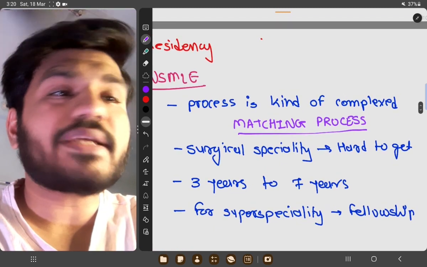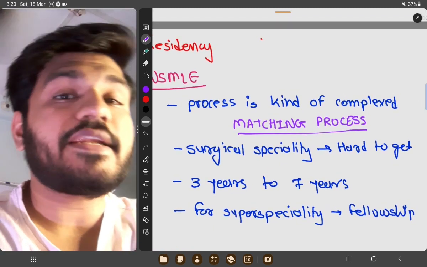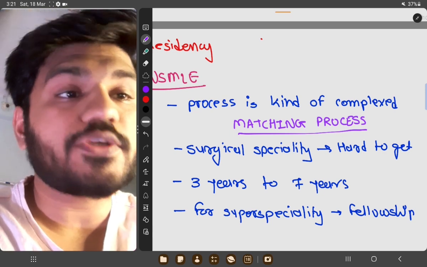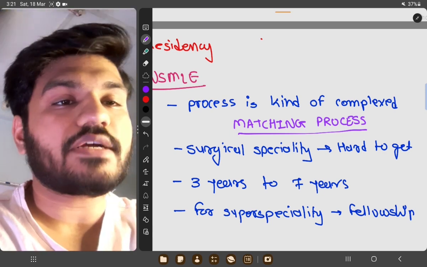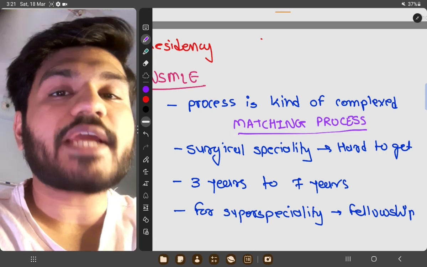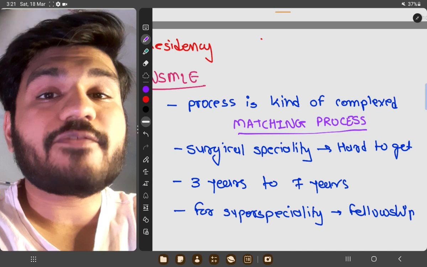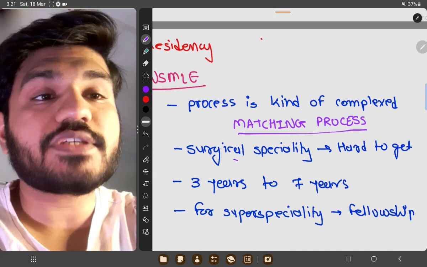So in the US, the matching process is so complex, and in residency, surgical specialty is kind of hard to get because your CV needs to be so strong in order to get into a surgical field in the US. I'm not saying that no one gets it. So many people have gotten residency in the surgical field. If your CV is stronger, you can apply for surgical specialty too.